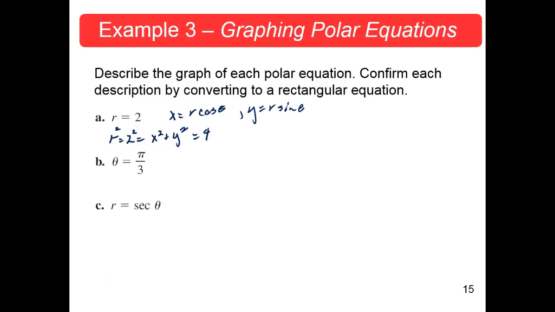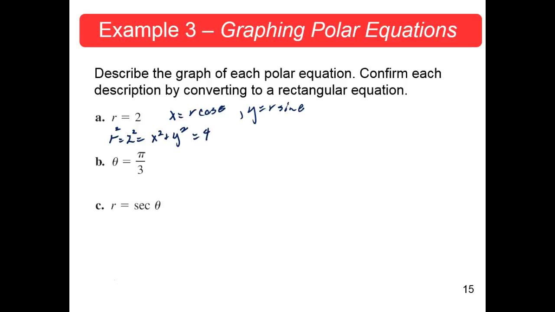Have you not run into this graph before? As long as these coefficients are the same, that forms a circle of radius 2. X squared plus y squared equals r squared. That's a circle of radius 2. There is your converting into a rectangular equation.